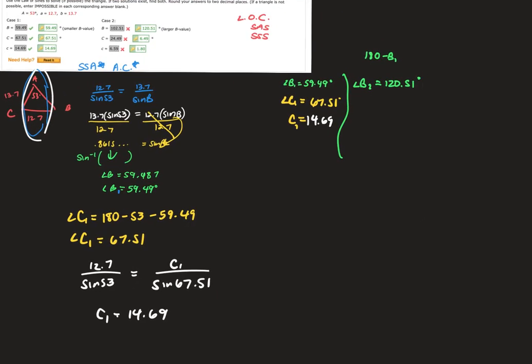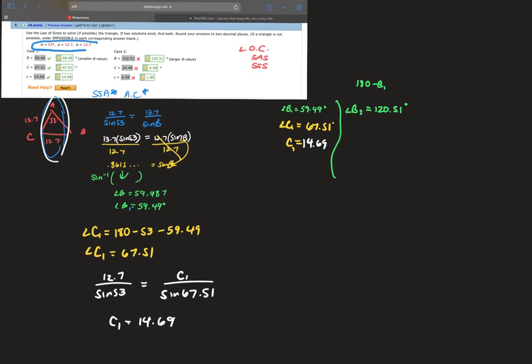I've got all the information they originally gave me, so I've got side A, side B, angle A. I found B2, I need to find angle C2 and side C2. So C2 is the last angle in the second triangle. I would do 180 minus the original one that they gave me, 53, minus the 120.51. And this is where you know if there's a second triangle or not. If this number was negative, then I know there's no second triangle. It is positive, which means there's a second triangle. And the last thing I have to find is side C2.